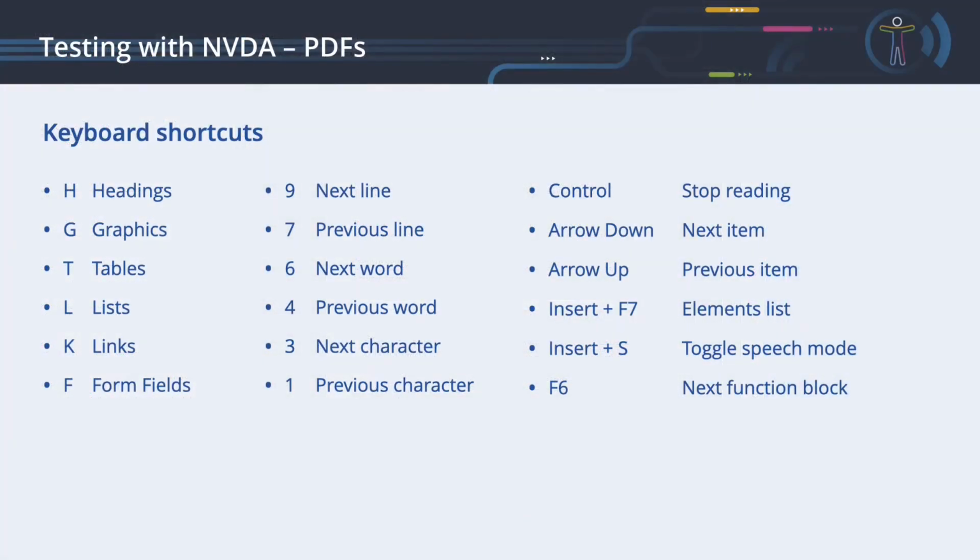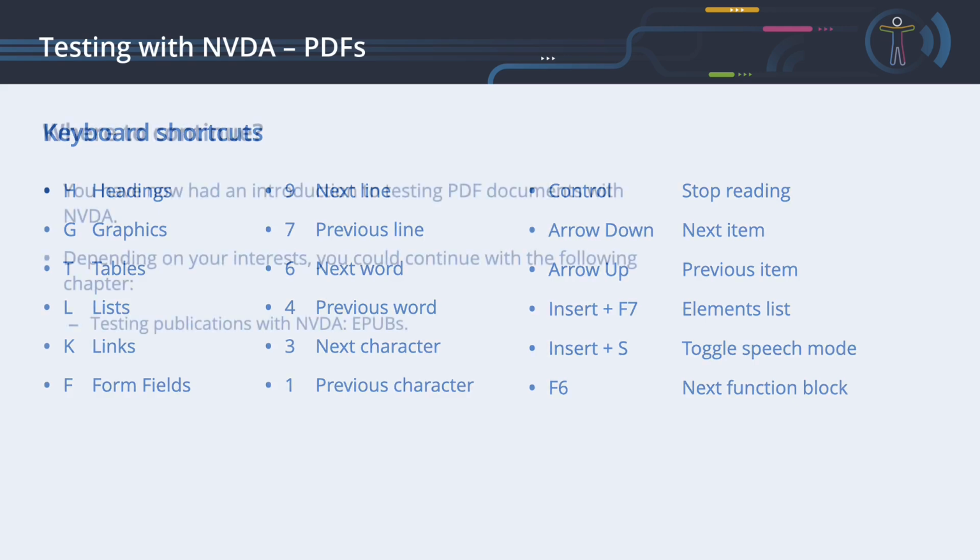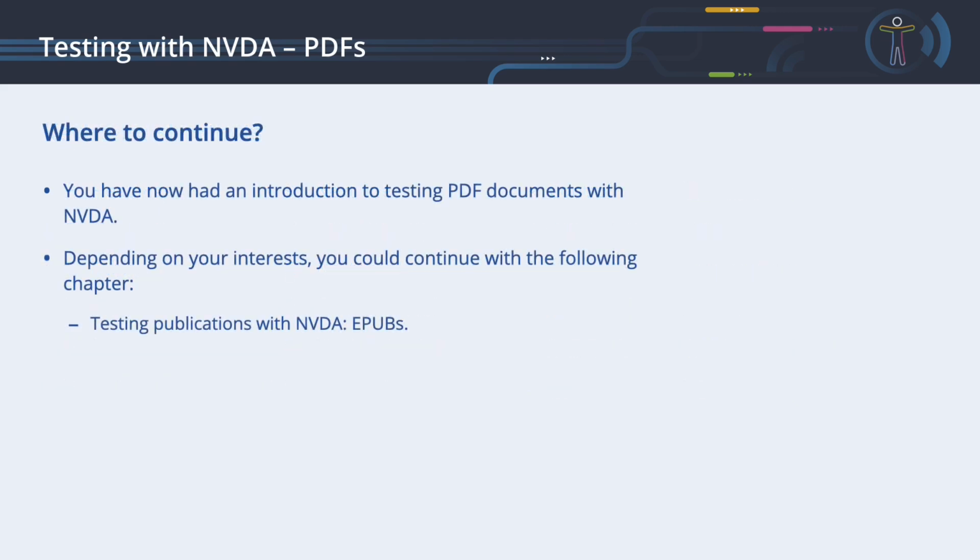Keyboard shortcuts. Here is a summary of the keyboard combinations we have used during this tutorial. Please note that you can download a quick reference guide with a summary of all of the key commands we use. Where to continue? You have now had an introduction to testing PDF documents with NVDA. Depending on your interests, you could continue with the following chapter: testing publications with NVDA EPUBs.